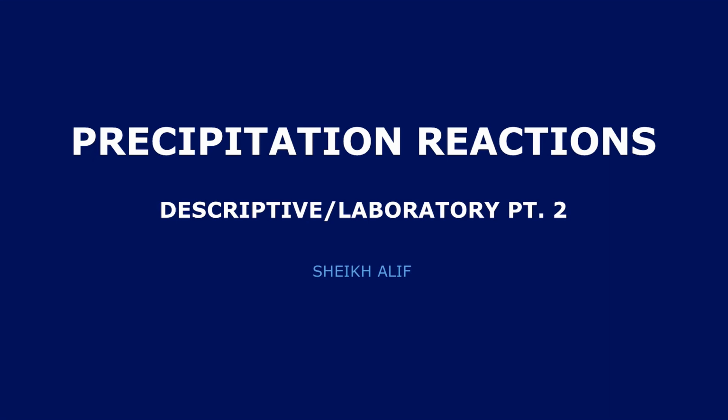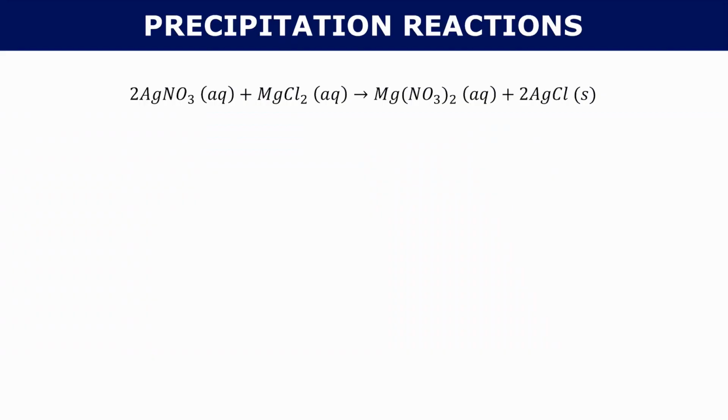Today we're going to be talking about precipitation reactions. If you've never seen what a precipitation reaction looks like, here's an example of one of them. This is a chemical reaction here. And what's happening is that two aqueous reactants are reacting to produce an aqueous product and a solid product.